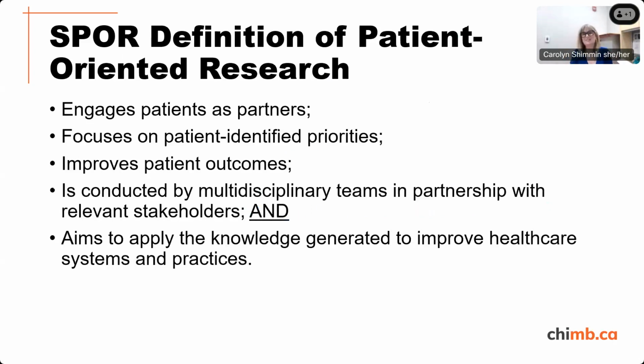And just to ground us, I know most of you have probably seen the definition of the strategy for patient-oriented research. They define patient-oriented research as this type of continuum of research that encapsulates 5 key components. First of all, it engages patients as partners. So that means people with lived and living experience, caregivers, families, communities, are actively and meaningfully engaged in decision-making about the research process. We're also looking at research that focuses on patient-identified priorities. It works to improve patient outcomes. It's conducted by multidisciplinary teams in partnership with relevant stakeholders.